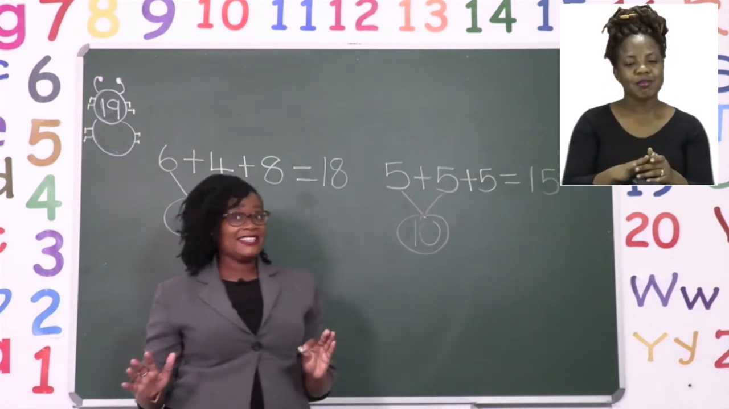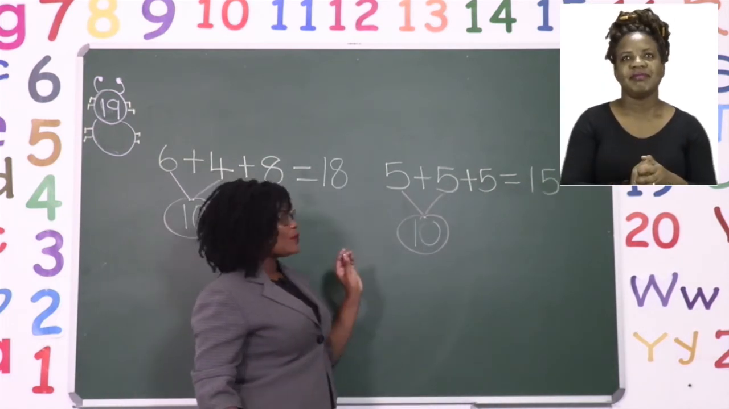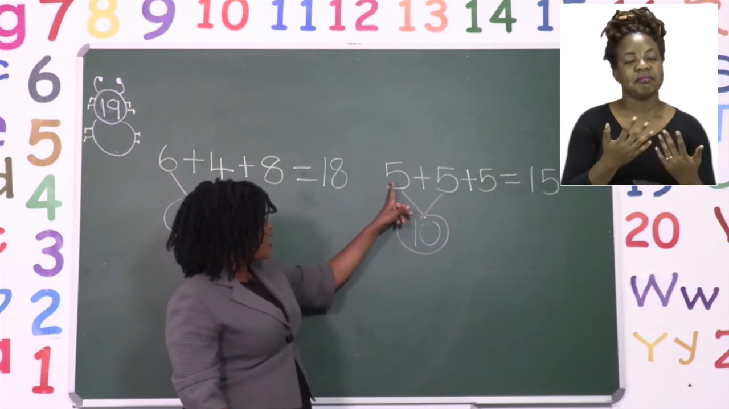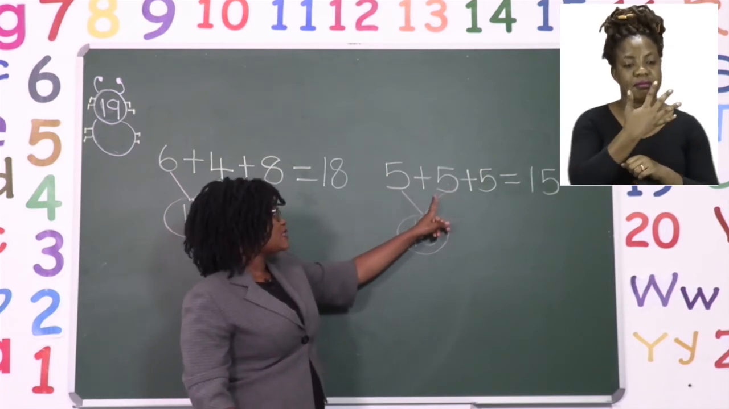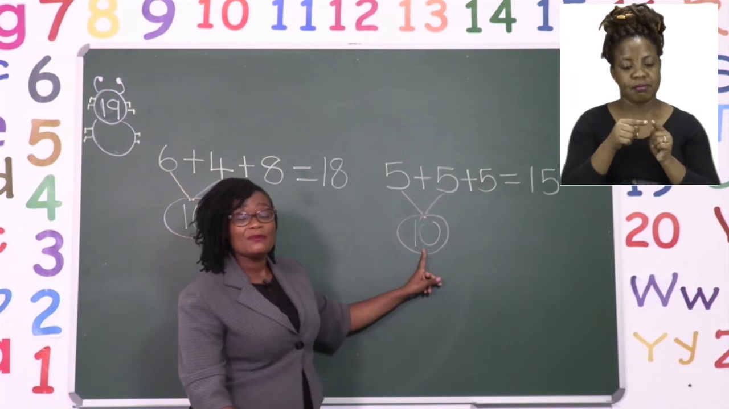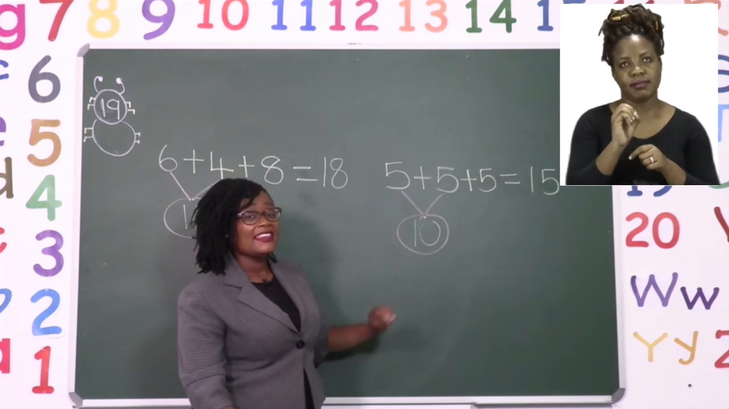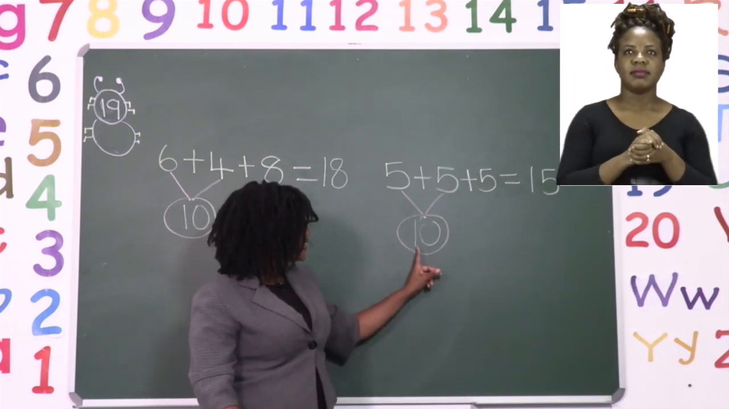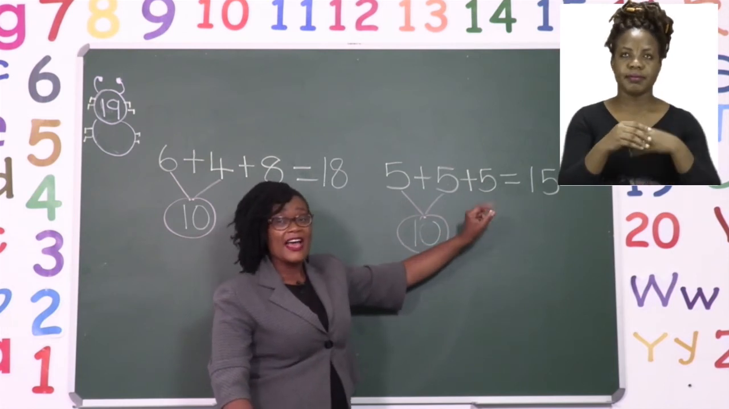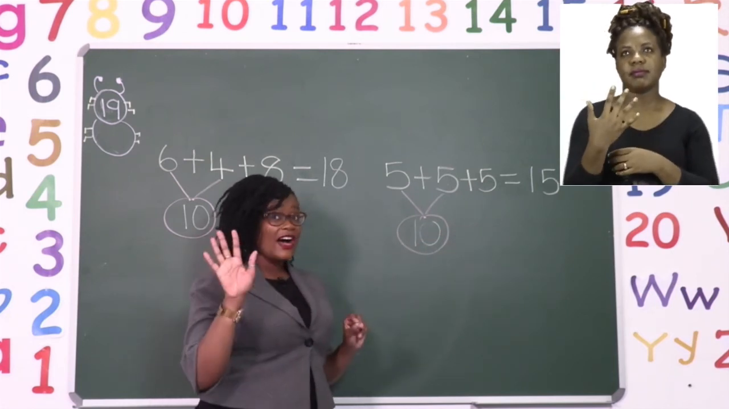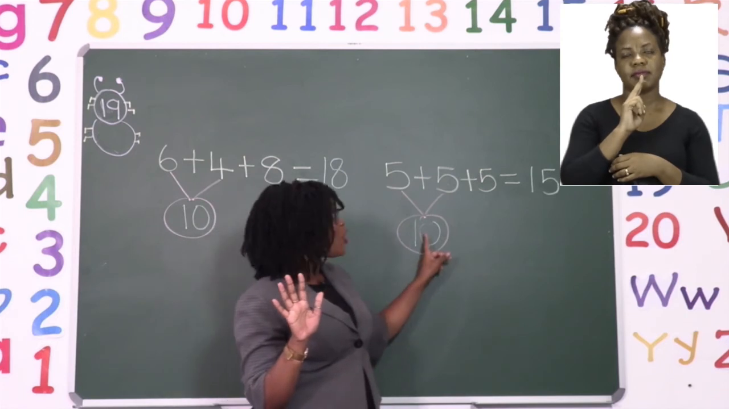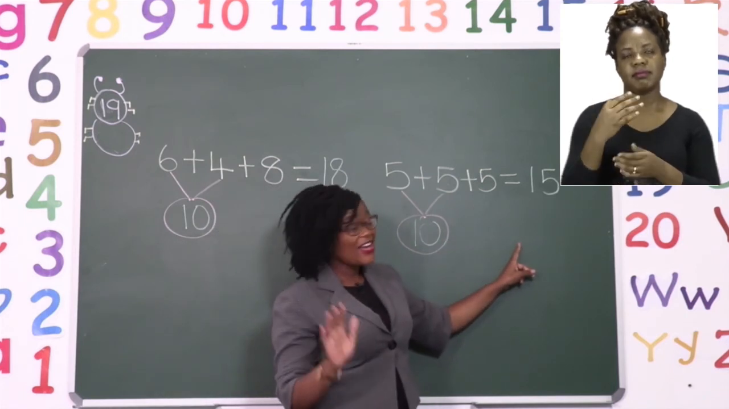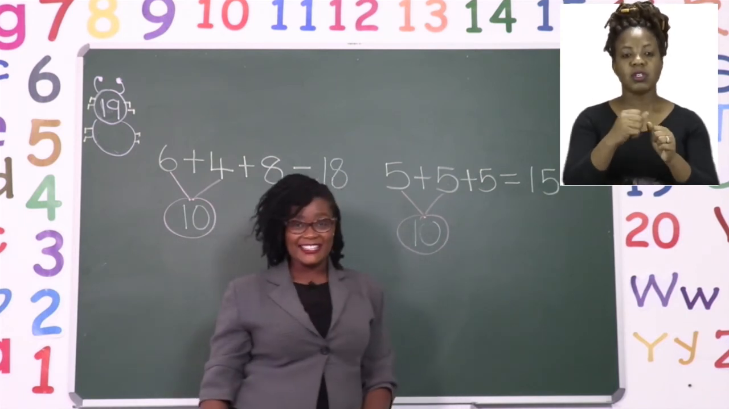So now let's see if we did the right thing. We started by adding 5 + 5, which gave us 10. And then we put 10 in our bubble. Then we said 10 + 5. And we took our 5 fingers and counted on from the number 10, which gave us 15.